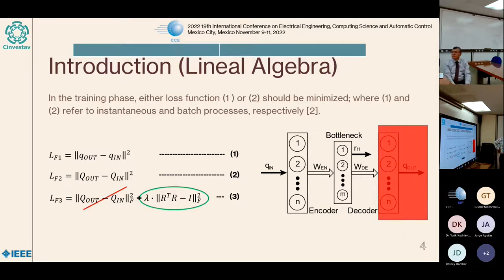This part is interesting, because check: if I multiply the vector R by vector R transpose, and from this result I subtract the identity matrix, we can ensure the orthogonality between vectors. And this equation is more complete, because with this part I can be sure that the orthogonality process is developed.